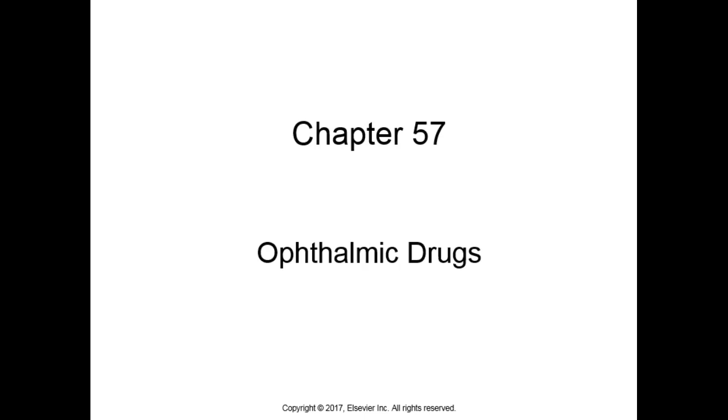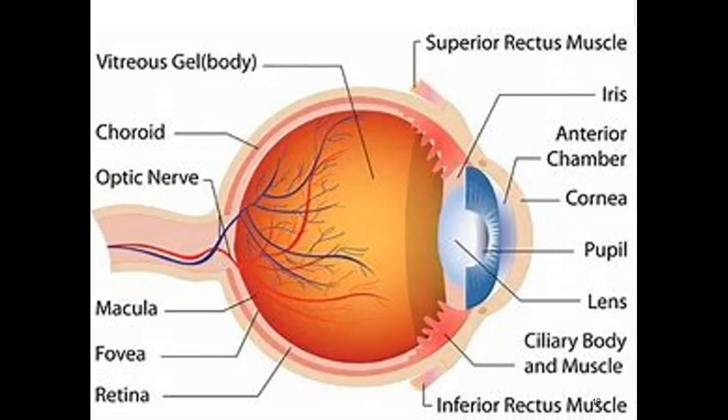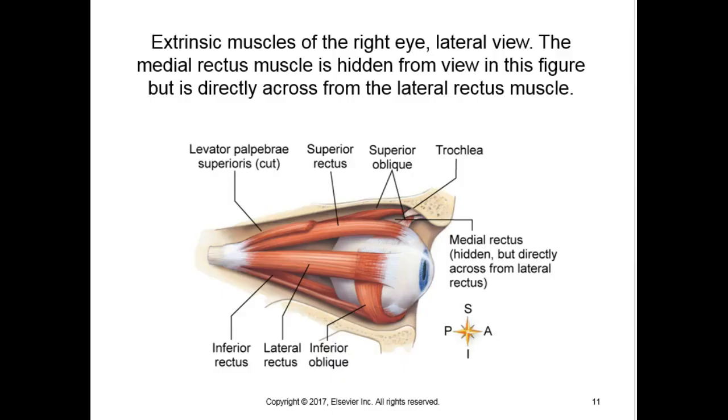Chapter 57, ophthalmic drugs. I hope you know what this means. It means drugs for the eyes. I included this picture so that you know the different parts of the eye. Do you have to memorize it? Am I going to test you on it? No. But I would be embarrassed if I were a nurse and somebody mentioned something about macular degeneration or a retina problem and you didn't know that that was part of the eye. Here's another one. Look at all the muscles. Lots of muscles on the eye.